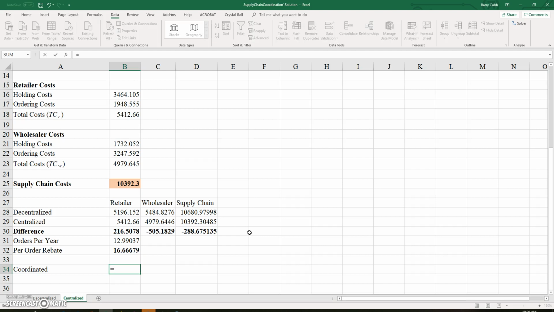In the coordinated mode, then, the retailer, by using the centralized order quantity, would assume the centralized cost, but these costs would be offset by the orders per year times the per order rebate. They receive this as an incentive from the wholesaler, so it reduces the centralized costs. The thing to notice is that in the coordinated mode, after receiving this rebate, the retailer is just as well off as it would be in the decentralized mode.